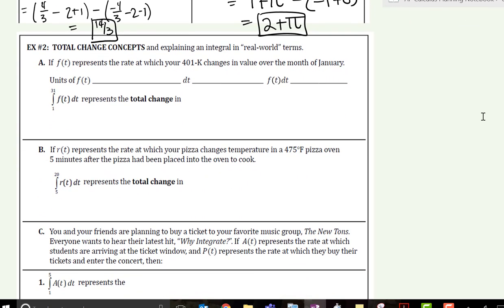The total change concept is the real world integration. And we talked a little bit about this on Friday. You guys saw this for a snippet. So if f of t represents the rate at which your 401k changes, just like for derivatives, we always were in forms of a rate, we're going backwards. So if f of t is the rate, the units of f and t are going to be dollars per day.